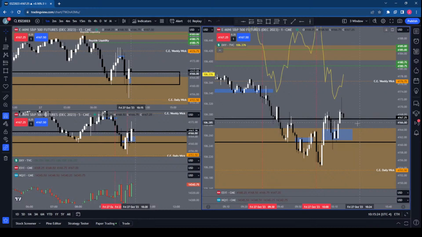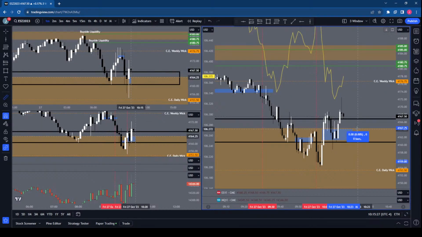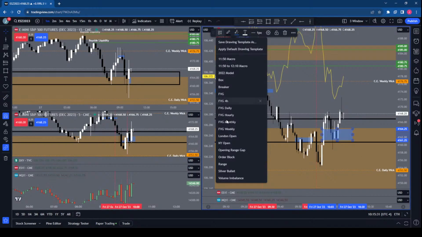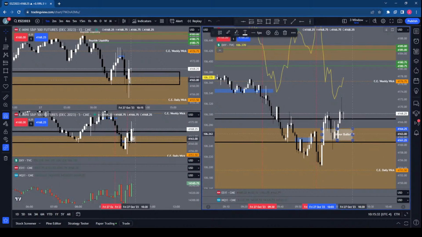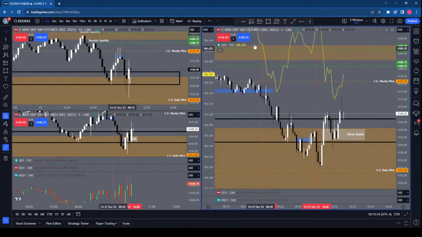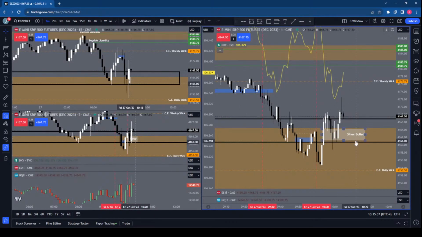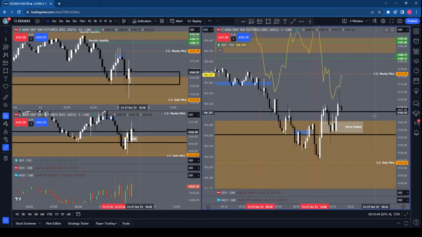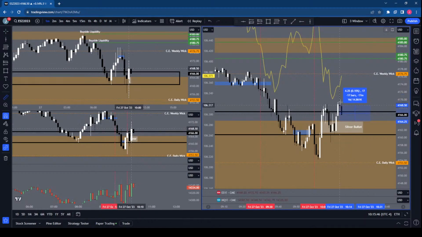So I guess this was the silver bullet. That's fun. I think it would have been pretty risky to try and trade that. But it delivered 5 handles in the hour of 10.